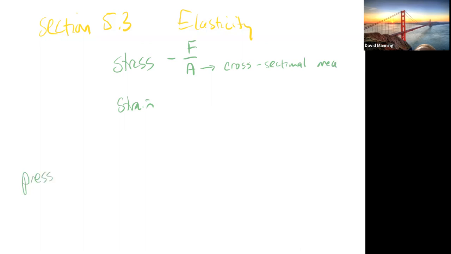Pressure is force over area, where the area is surface area. So what's the difference? If I have a box of a certain length, the surface area is like the face of it, whatever the face is. It's all this area. The cross-sectional area is looking down the barrel of it.